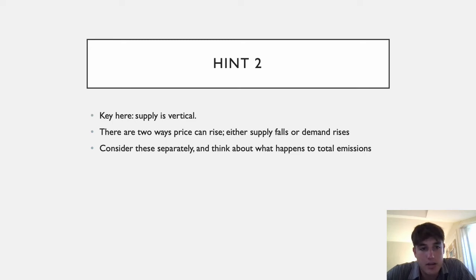So if supply is vertical, as in any market, there are 2 ways that price can rise. Either supply can fall or demand can rise. So consider those 2 possibilities separately and think about what happens to total emissions and whether or not it's a good thing for the environment.